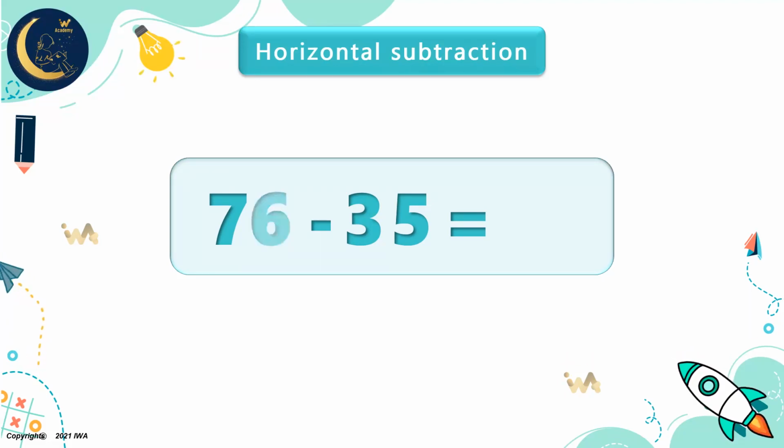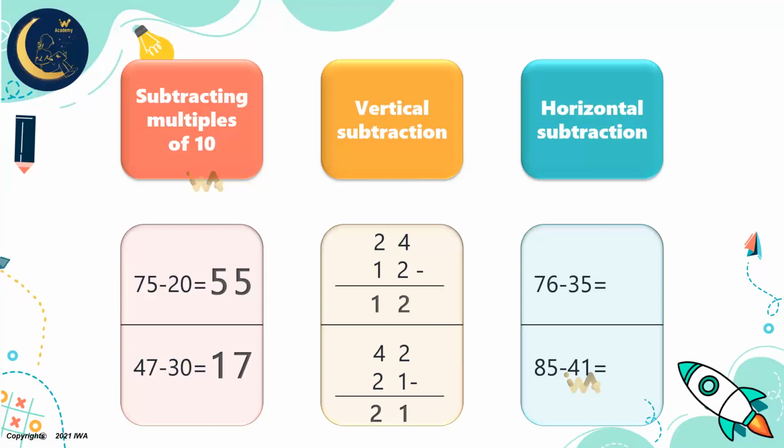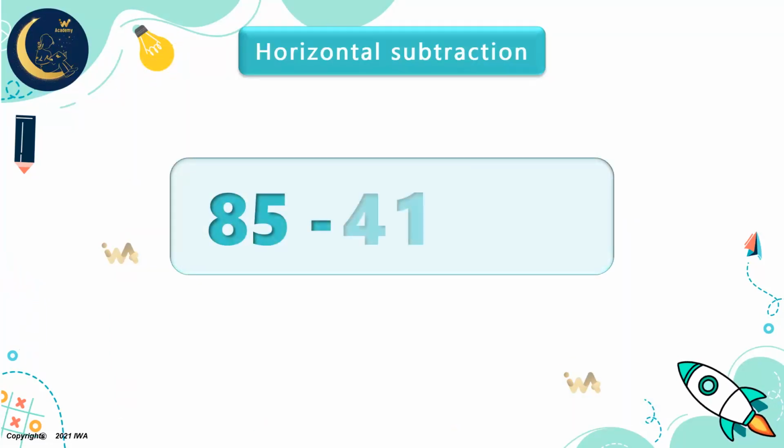Let's start. 6 minus 5 equals 1. Wonderful. Now, we will subtract the tens place. 7 minus 3 equals 4. Good job. So the difference is 41. Let's put the answer 41 in this part. Well done, my friends. Now, let's start the next question. 85 minus 41. We want to use the horizontal method.